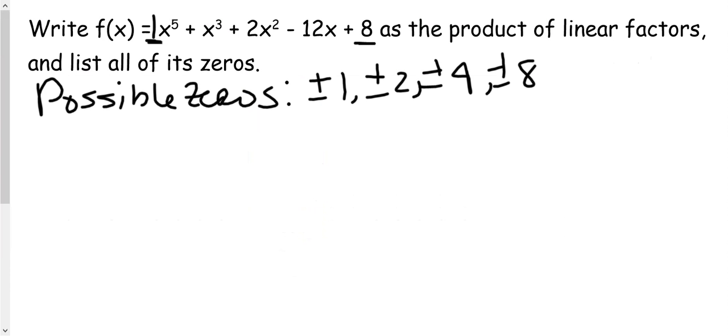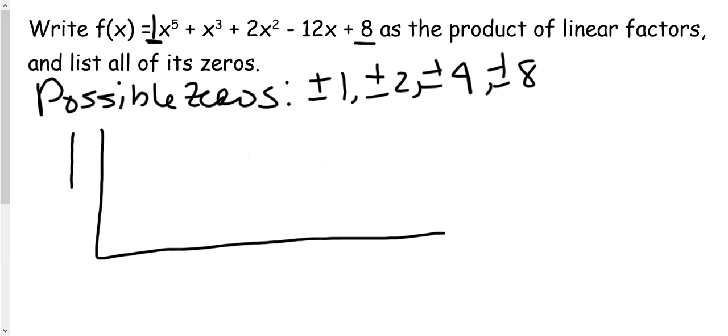Since I was able to determine that one of my zeros was +1, I'm going to start off with that for my synthetic division process. So I'm going to write 1, and then set up my synthetic division chart. Now, the terms of my polynomial are already listed from largest to smallest degree, so that's good. However, I do not have an x to the fourth term, so I have to make sure I'm using a 0 placeholder.